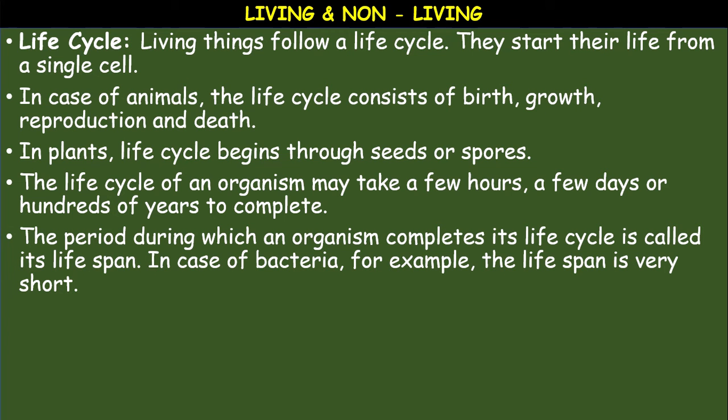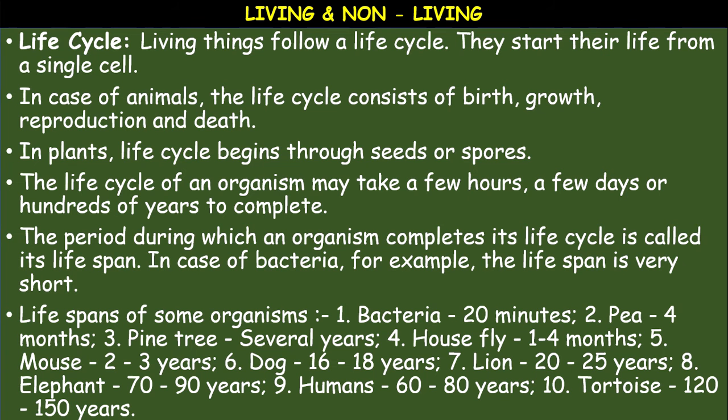The period during which an organism completes its life cycle is called its lifespan. It may be a few days, a few hours, or several years. What is that duration called? A lifespan. In case of bacteria, for example, the lifespan is very short, a few hours. The lifespans of some organisms, for example: bacteria only 20 minutes, and pea plant 4 months, the crop duration we can say in plants.